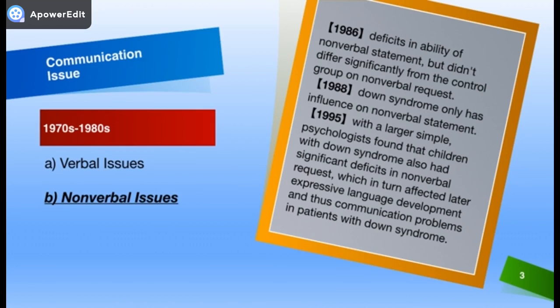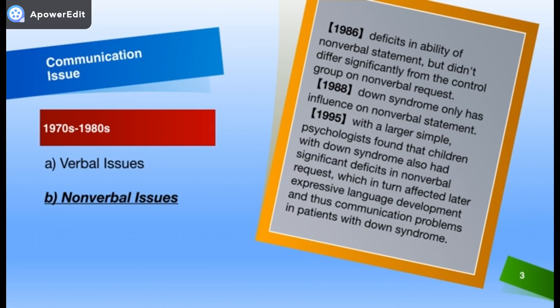With a larger sample, psychologists found that children with Down syndrome also have significant defects in non-verbal request, which in return affected later expressive language development, and thus communication problems in patients with Down syndrome. This result has been adopted ever since. So, in conclusion, Down syndrome can badly affect both non-verbal request and non-verbal statement. And as these two are part of the foundation of the subsequent development of oral expression, when patients are adversely affected, it will naturally affect their later communication ability.